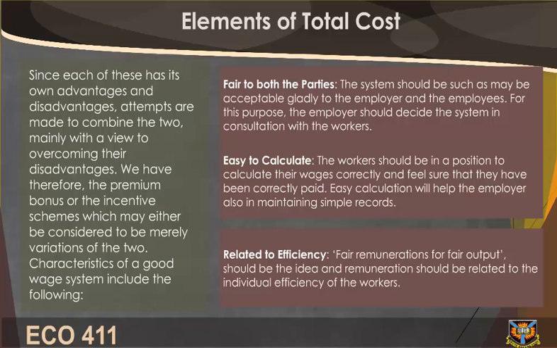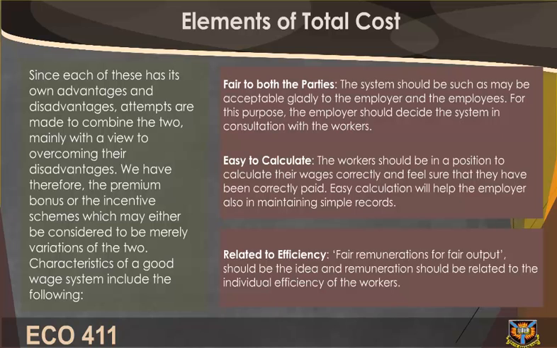Characteristics of a good wage system include the following: fair to both parties. The system should be such as may be acceptable gladly to the employer and the employees. For this purpose, the employer should decide the system in consultation with the workers. Easy to calculate. The workers should be in a position to calculate their wages correctly and feel sure that they have been correctly paid. Easy calculation will help the employer also in maintaining simple records.